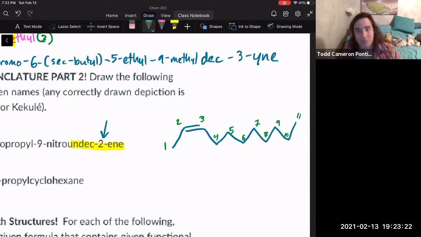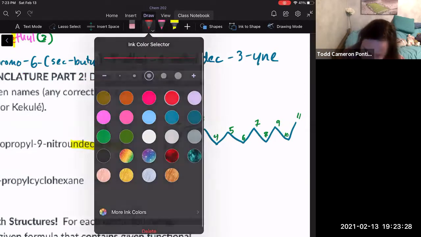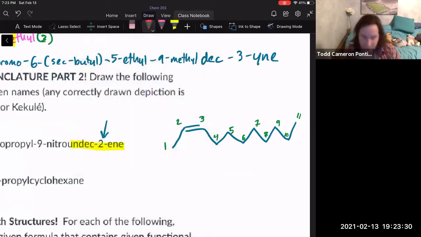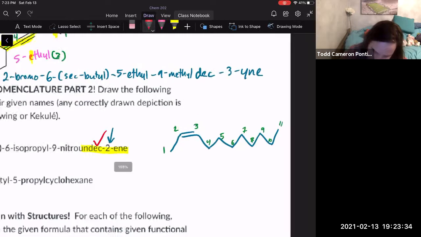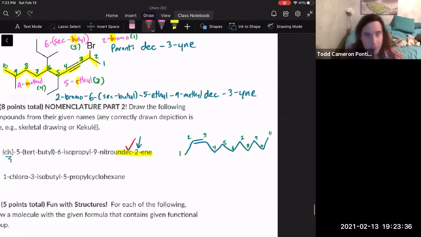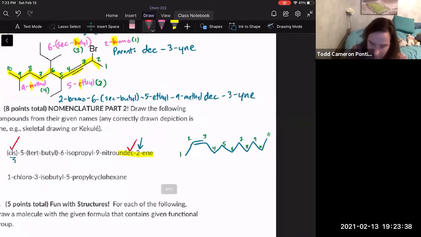At this point, we've done most of the work. We just need to make sure that we're putting the substituents where they go. And something that I like to do that helps me with these is I like to put little checks as I go through. So I drew the undecane part. I took care of the cis. And now I'm just gonna go through and take care of the rest of these.